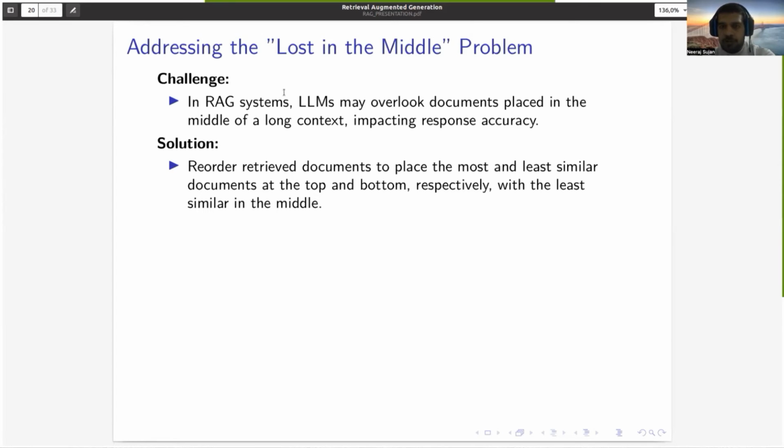So one of the solutions is to reorder the documents, so that you place the least similar one in the middle. That's not going to help you answer the question, and the most relevant and the least relevant would be at the top and the bottom.